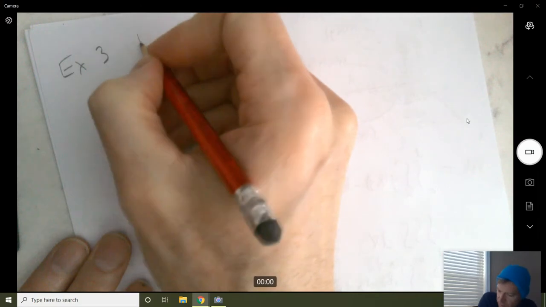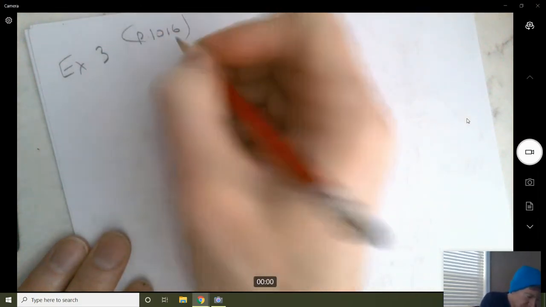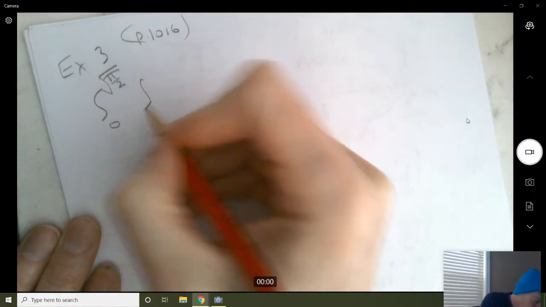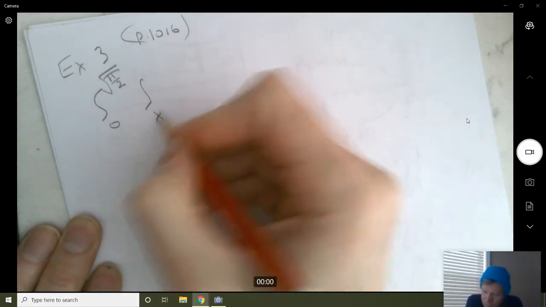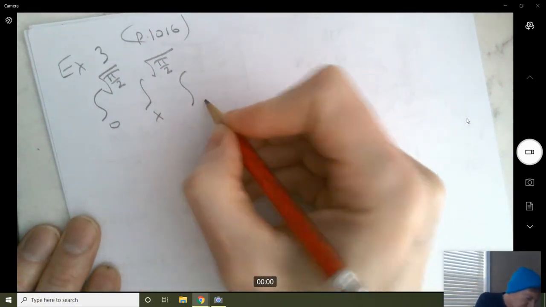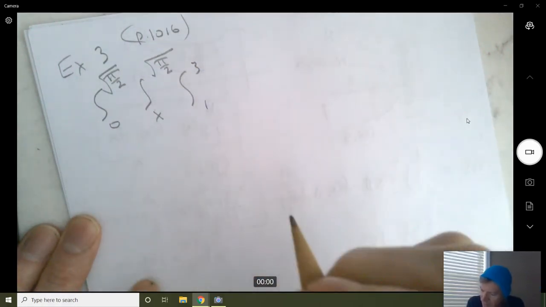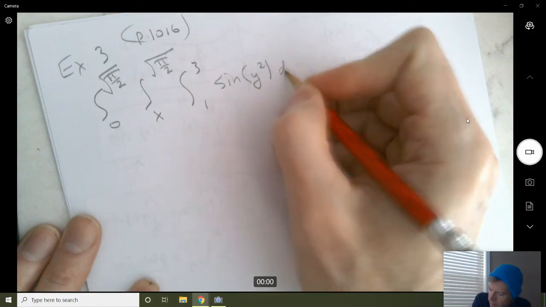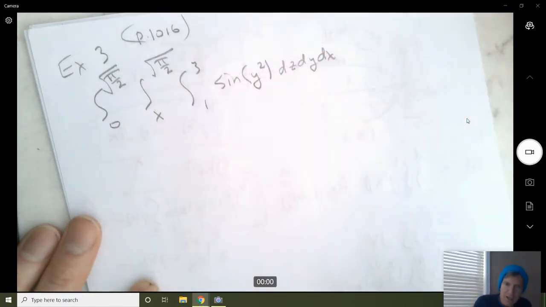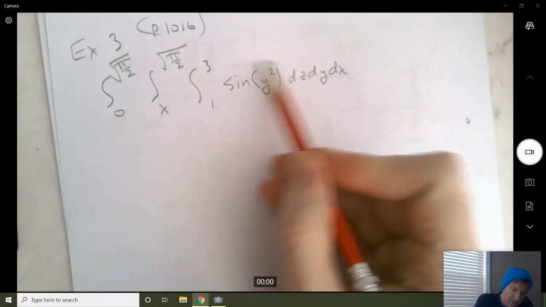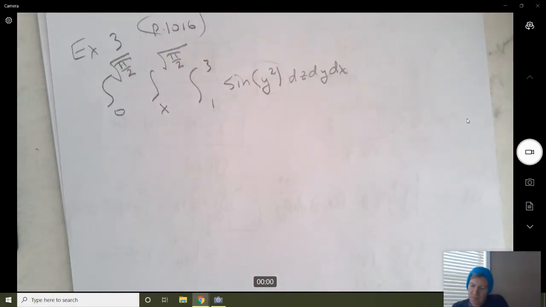This is example 3 on page 1016. So we've got the integral from 0 to root pi over 2, and then the integral from x to root pi over 2, and then the integral from 1 to 3 of sine of y squared, dz dy dx. Now what I want you to notice here is that we're not finding volume. We have an integrand. So what are we actually finding here?